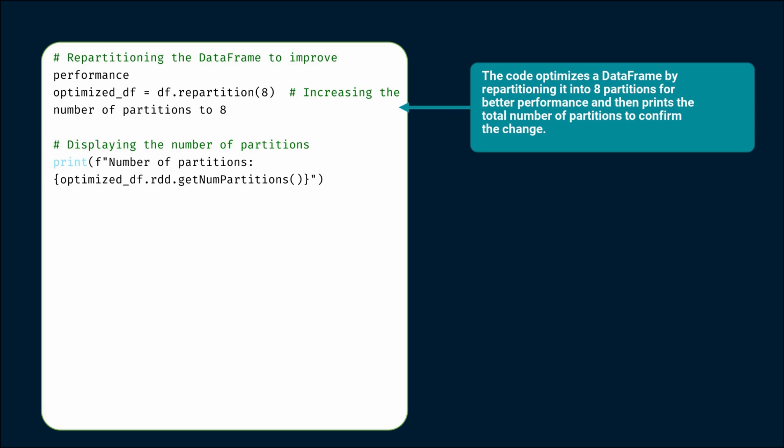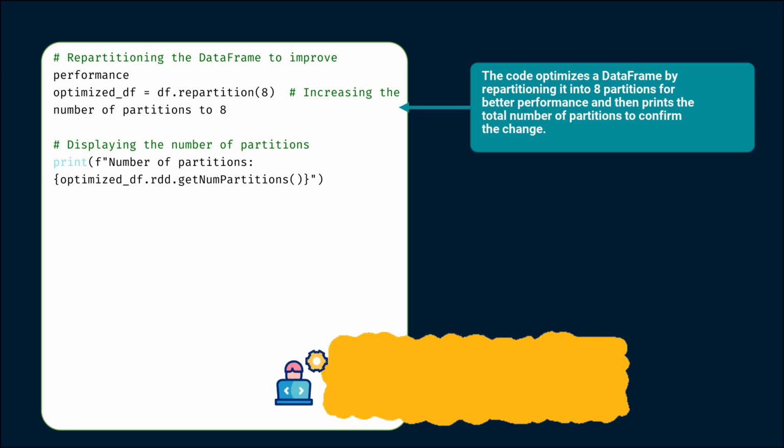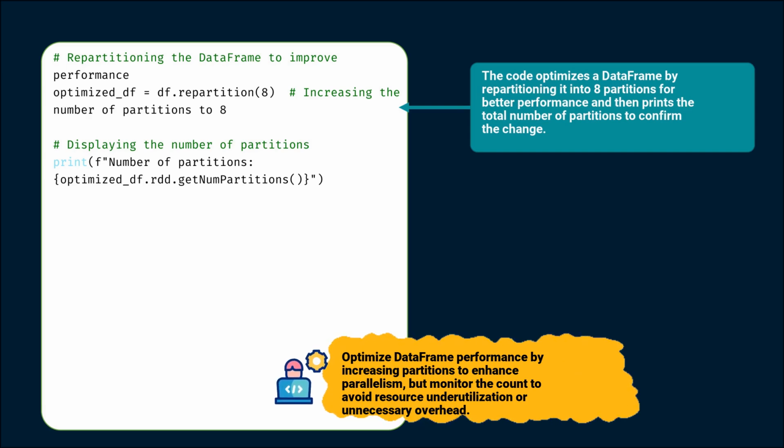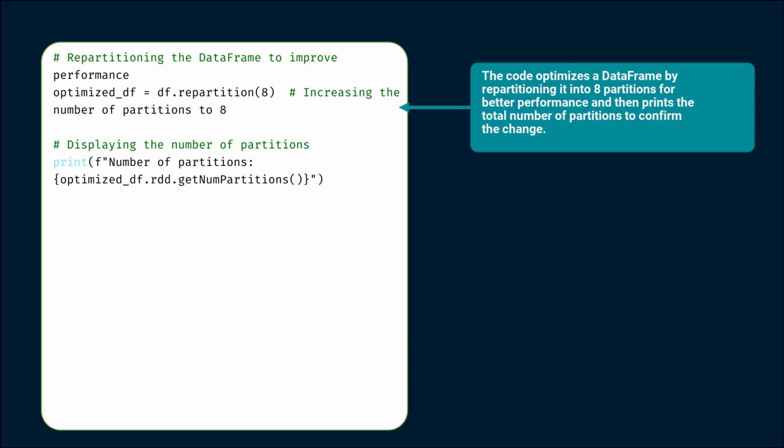Now, once we have our data frame optimized, let me just emphasize this point. The next line allows us to validate the result by examining the number of partitions we've set. This is achieved by using the getNumPartitions method, which returns the current partition count. It's really important to monitor the number of partitions because it helps us ensure that we've struck the right balance. Too few partitions may lead to underutilization of resources, while too many could introduce unnecessary overhead.